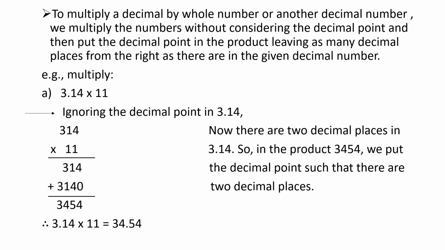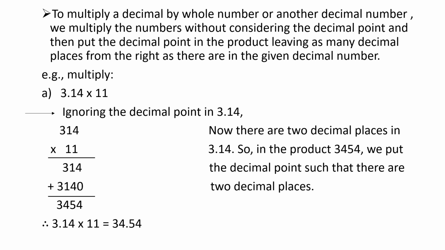Okay children, now we'll see the next type of multiplication. To multiply a decimal by a whole number or another decimal number. Okay. Means we'll see multiplication of a decimal by a whole number and multiplication of a decimal by a decimal. Okay, so while you are multiplying such type of numbers, we multiply the numbers without considering the decimal point and then put the decimal point in the product, leaving as many decimal places from the right as there are in the given decimal number. Okay, we'll see an example over here.